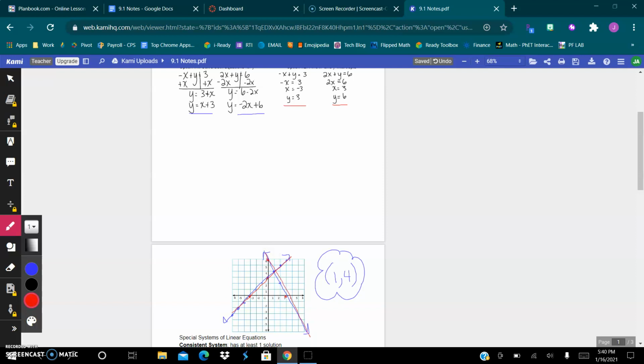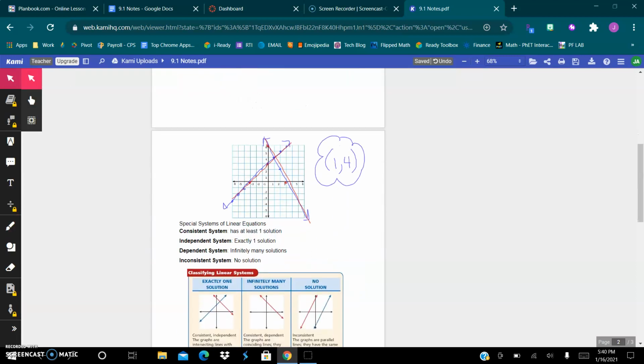And then I would have those two lines, and then I would find the ordered pair where they cross. So two different ways to do it. Whichever one is easiest for you works for me as well.